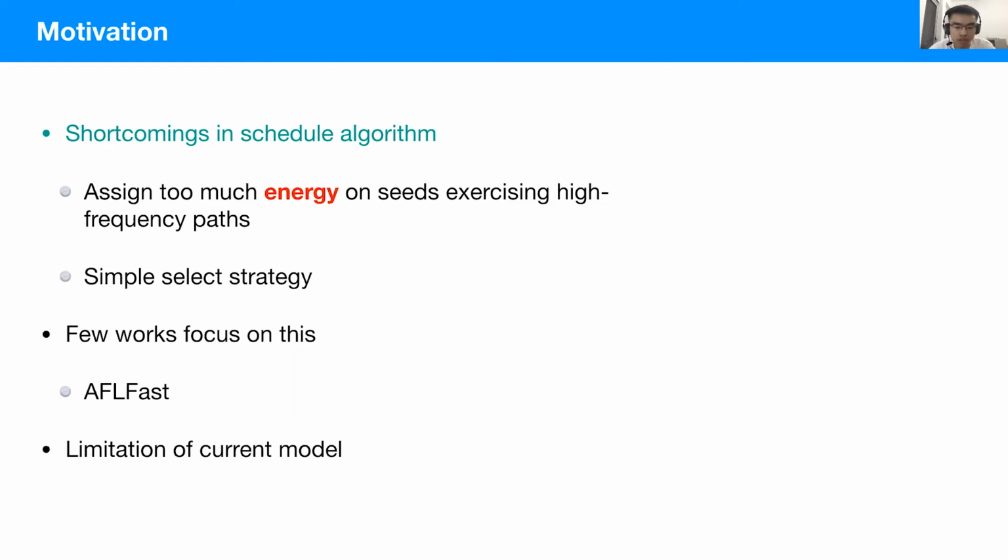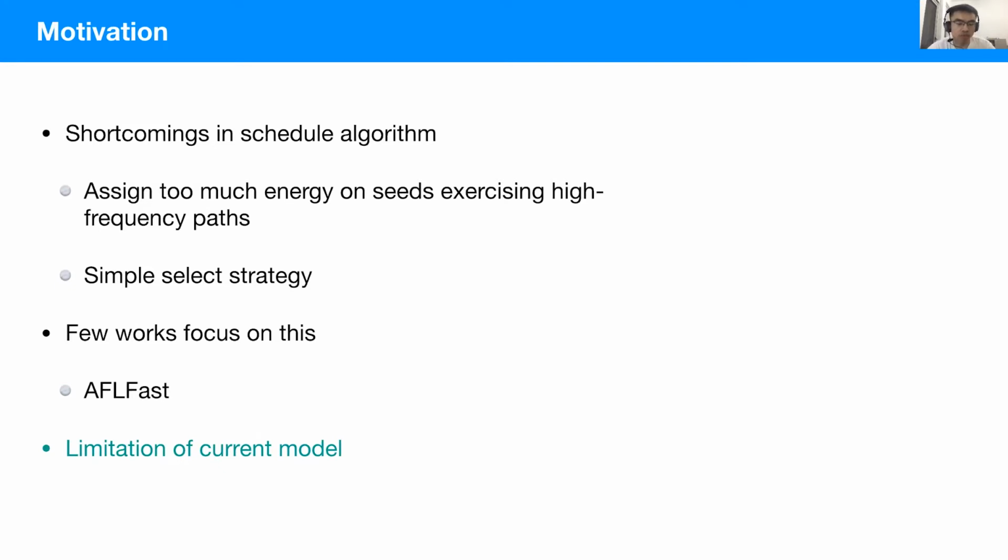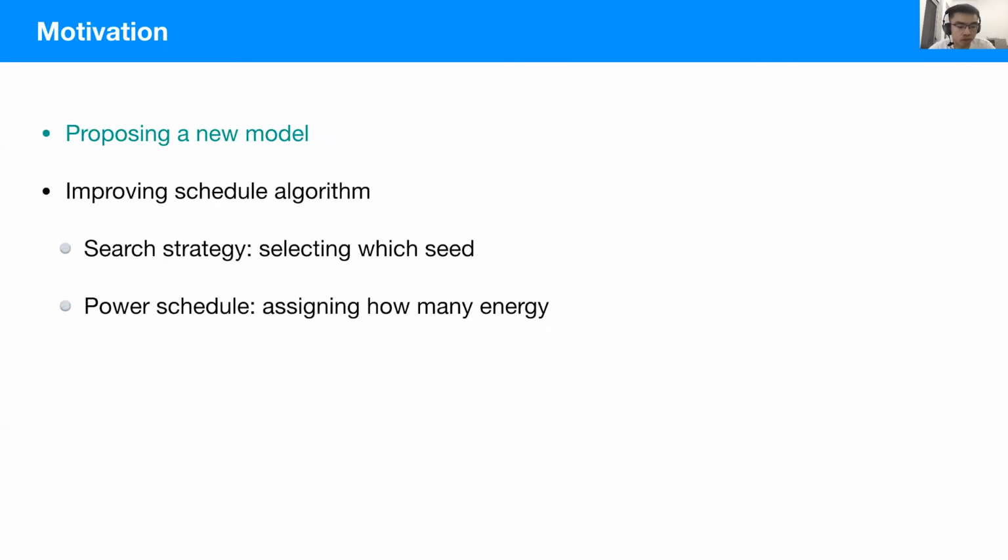The other one is that the selection strategy of AFL is simple. Moreover, only a few works focus on this direction, such as AFLFast, and some current models like the Markov chain are limited in explaining the schedule process more deeply. Therefore, we hope to build a new model for CGF and improve the schedule algorithm of AFL, which contains two parts. One is the search strategy. It tells AFL which seed to fuzz. The other one is the power schedule. It decides how much energy should be assigned to each seed.